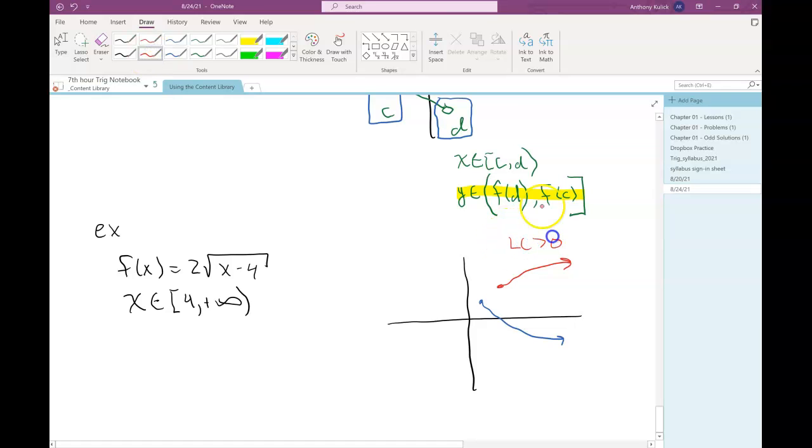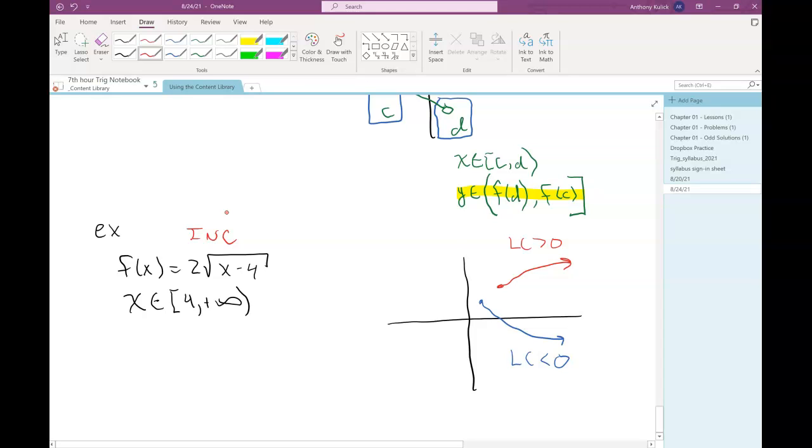One of them is negative. Yeah, the leading coefficient is positive for the red one, and the leading coefficient is negative for the blue one. So in our case, the leading coefficient here is the 2. So we have a situation like the red one. So we know that we are increasing.